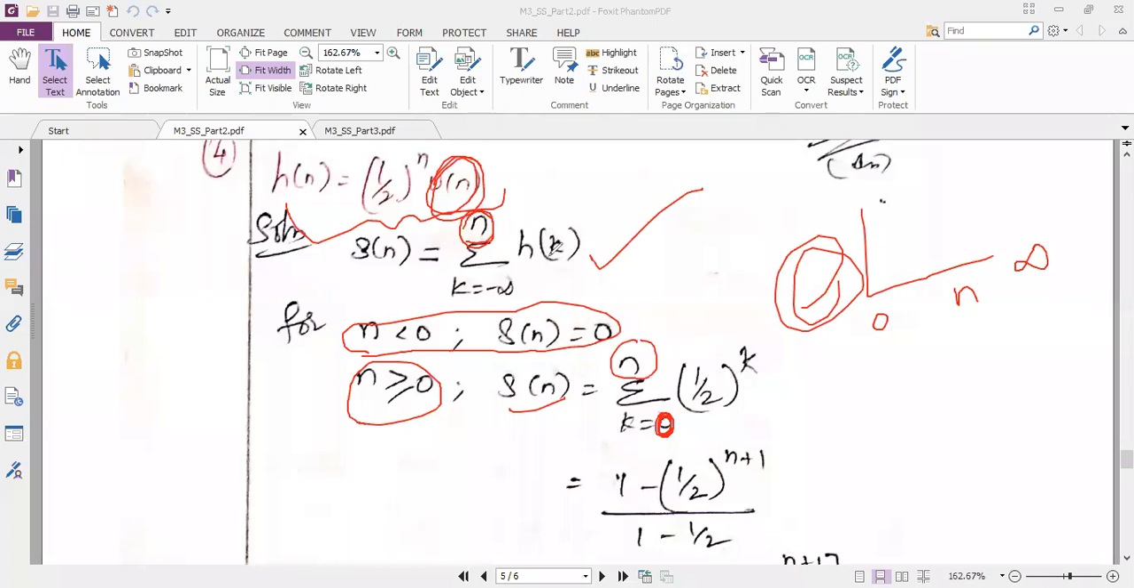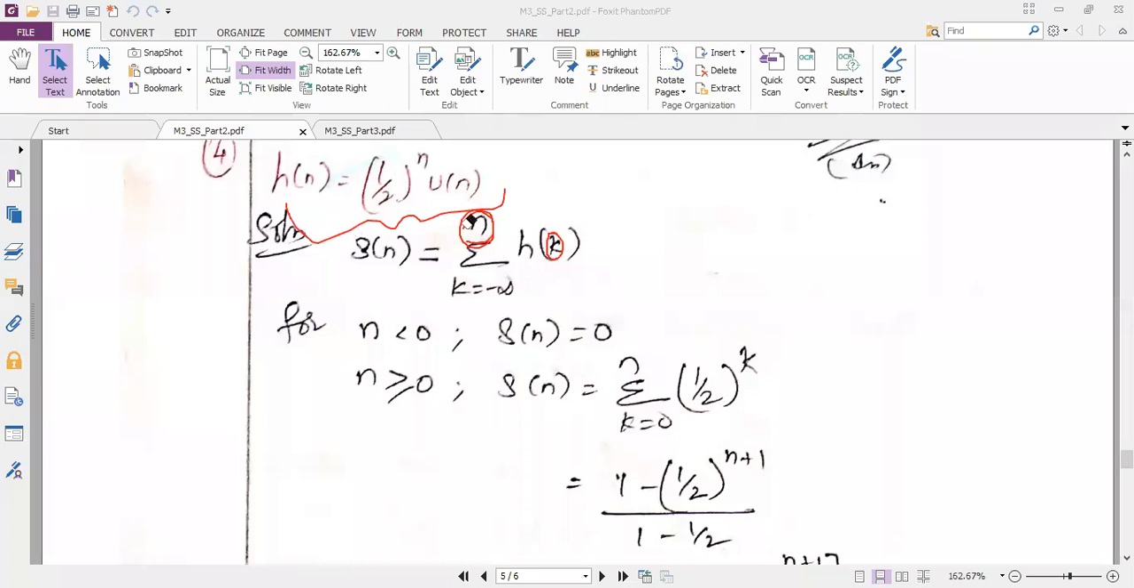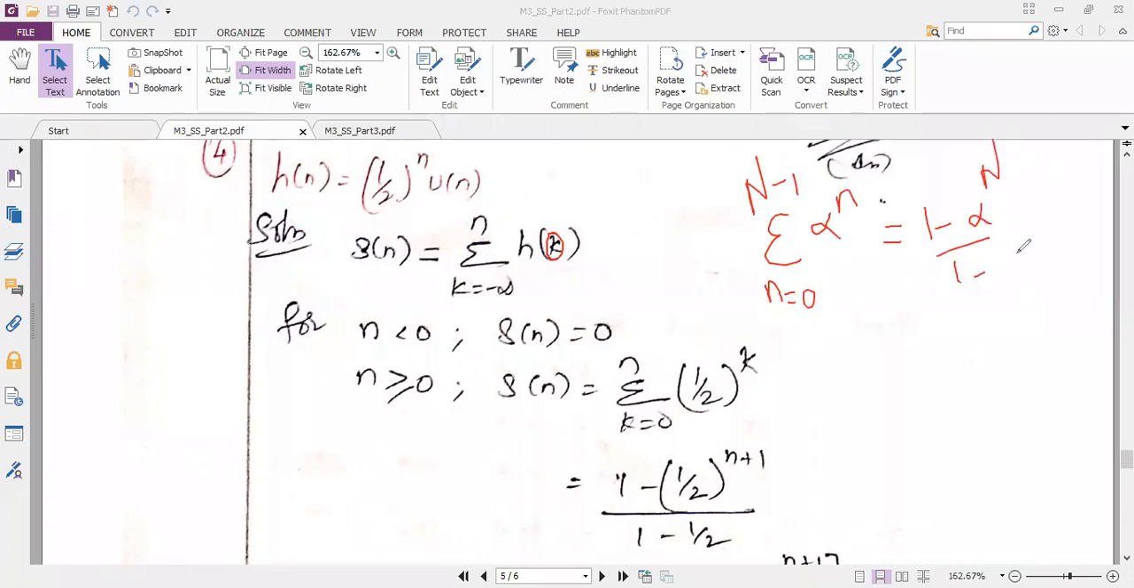In the formula we have h of k, so it is 1 by 2 power k. Can anybody tell me what mathematical formula is to be used here? Summation n equal to 0 to n minus 1, alpha power n. Very good. So how will you write this? It is 1 minus alpha power n, the whole divided by 1 minus alpha, right?